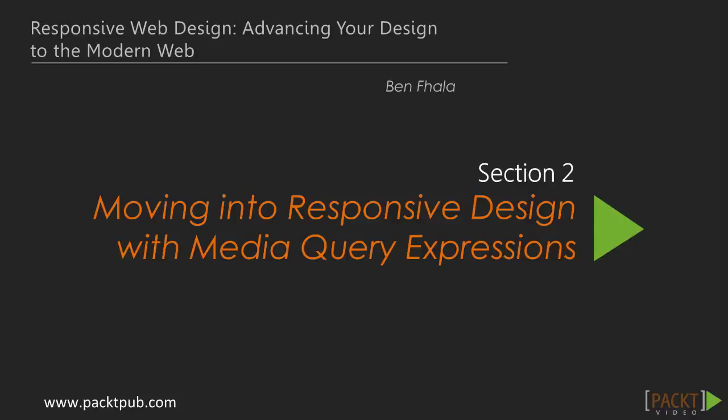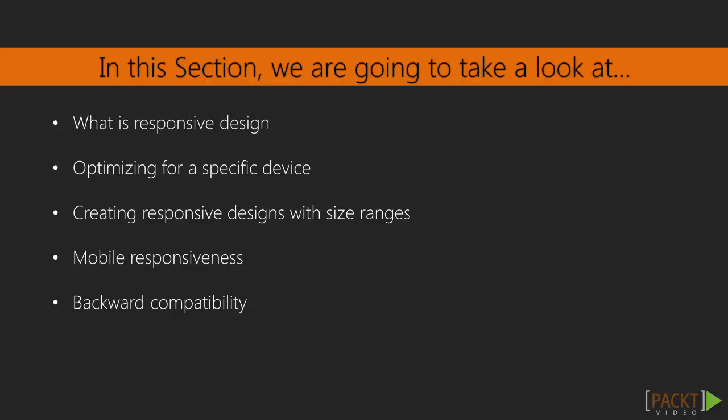In this section, we're really putting the glue inside with expressions, making it possible for us to create designs for different media types and for different media resolutions. So the first topic that we're going to approach is asking, what is responsive design? And through that question, we're going to have a few other questions coming up. We're going to talk about how to optimize for specific devices and how to create an actual responsive design with size ranges. We're also going to look into mobile responsiveness and the differences between desktop and mobile in general.